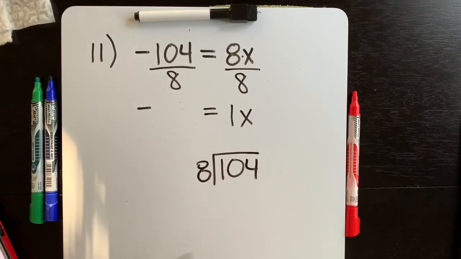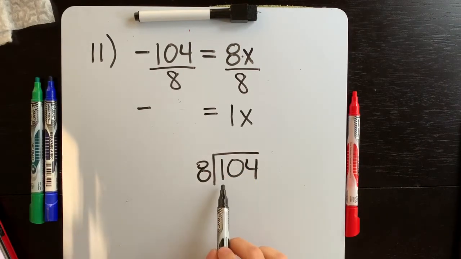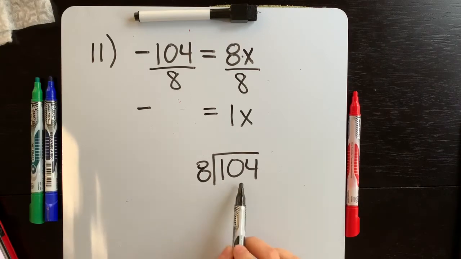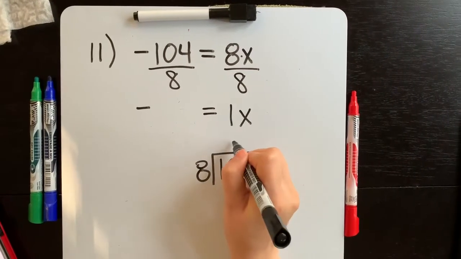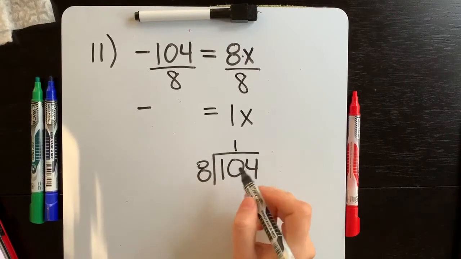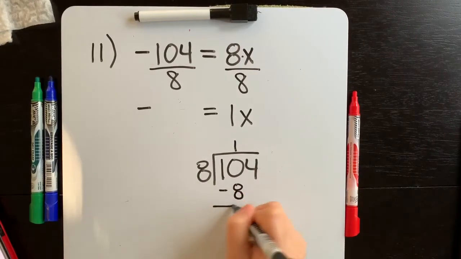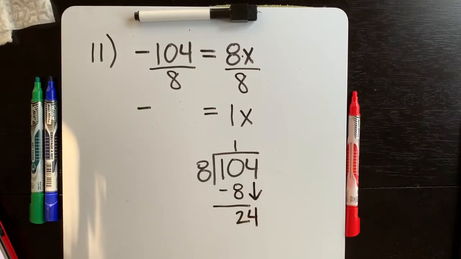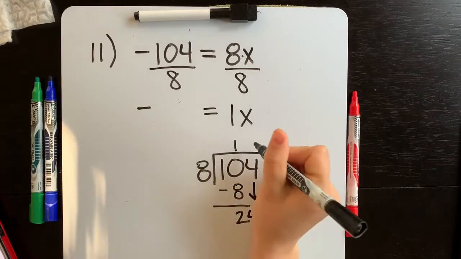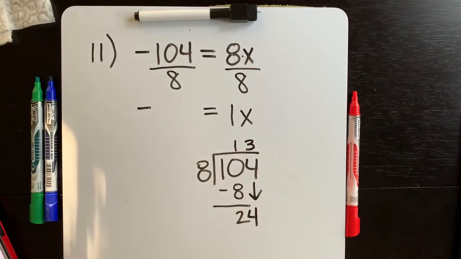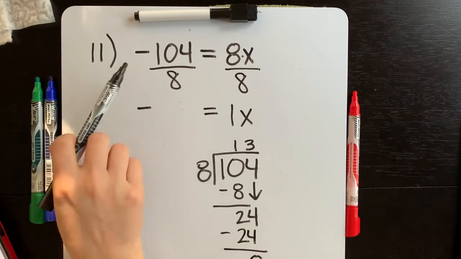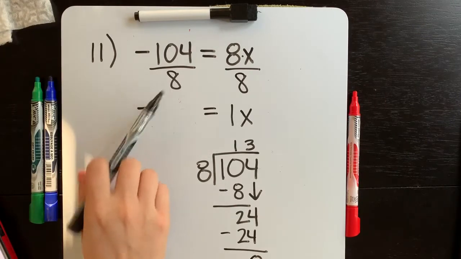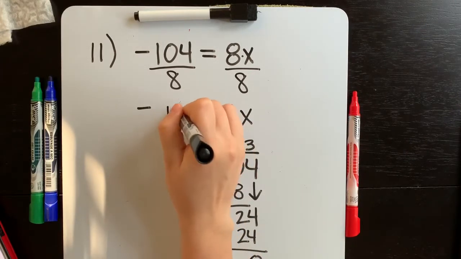104 divided by 8. You want to take it step by step. 8 goes into 1 0 times. So now you want to take it to 10. 8 goes into 10 one time. And 1 times 8 is 8. We're going to subtract that away. You will have a 2. Bring down the last digit. And 8 goes into 24 3 times. And 3 times 8, or 8 times 3, is 24. So we will have a difference of 0, a remainder of 0. So negative 104 divided by positive 8, we'll get negative 13.